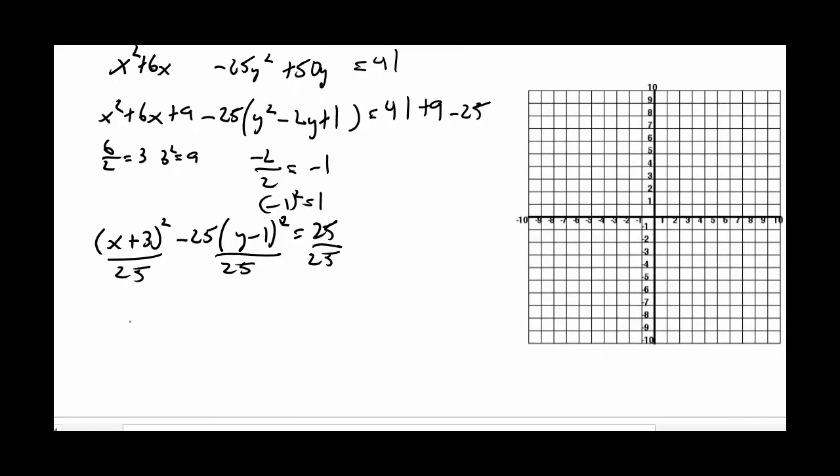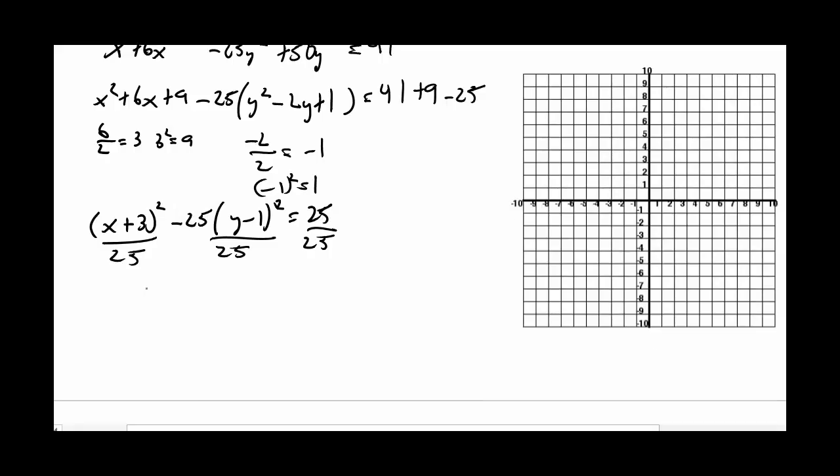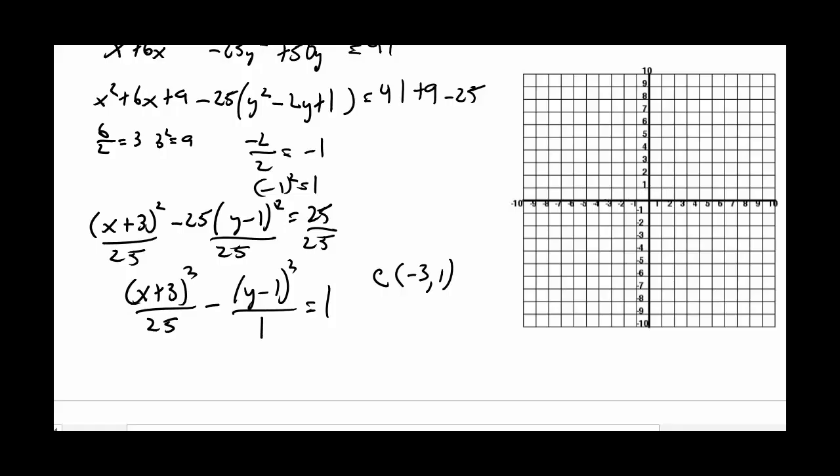So our equation ends up looking like (x + 3)² over 25 minus (y − 1)² over 1 equals 1. So our center is going to be at, I'm looking at these squared pieces, so it's going to be (−3, 1). So let me plot that, negative 3 comma 1 right there.